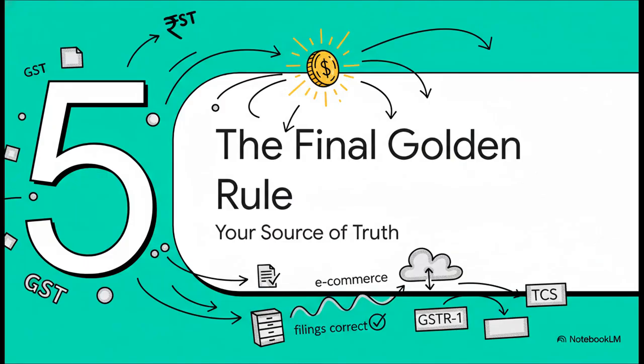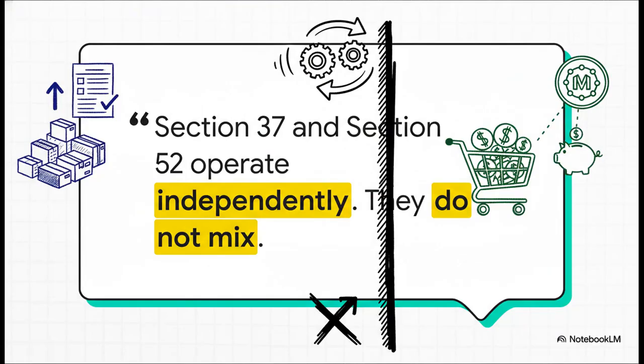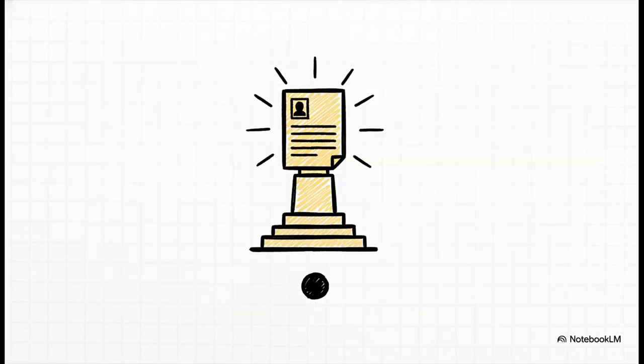All right, so after all of that, what's the one single golden rule you need to walk away with? What is the one thing that will always keep your GSTR-1 filings accurate? It's this. Your responsibility under Section 37 and the marketplace's responsibility under Section 52 are completely independent. They operate in their own lanes, and they never, ever mix. One does not replace the other. So the crucial point is this. Your GSTR-1 filing is built on one foundation, and one foundation only, your invoices. That is always your single source of truth.